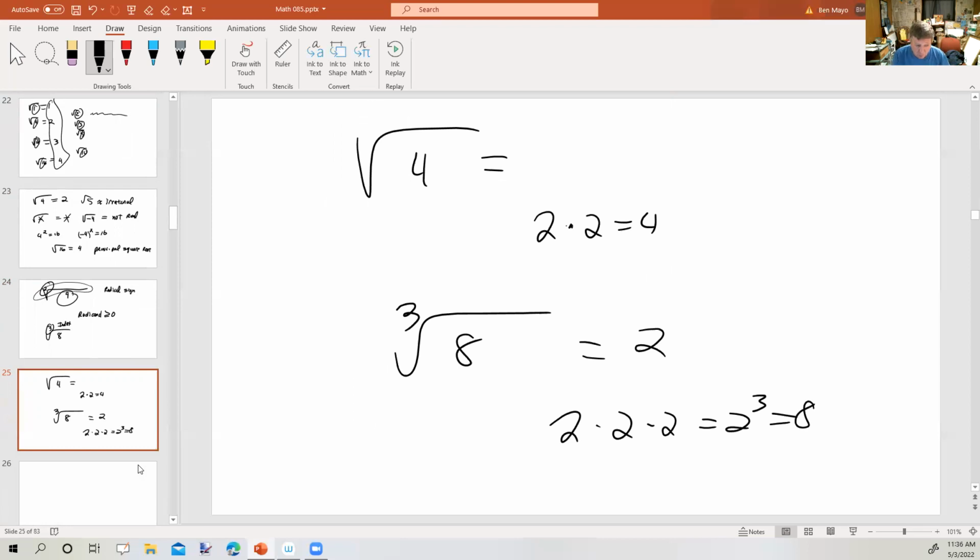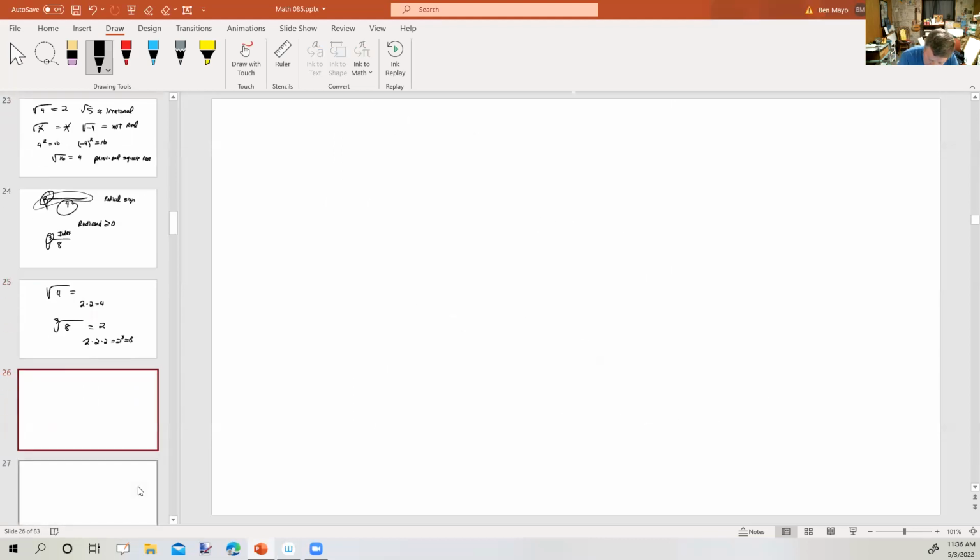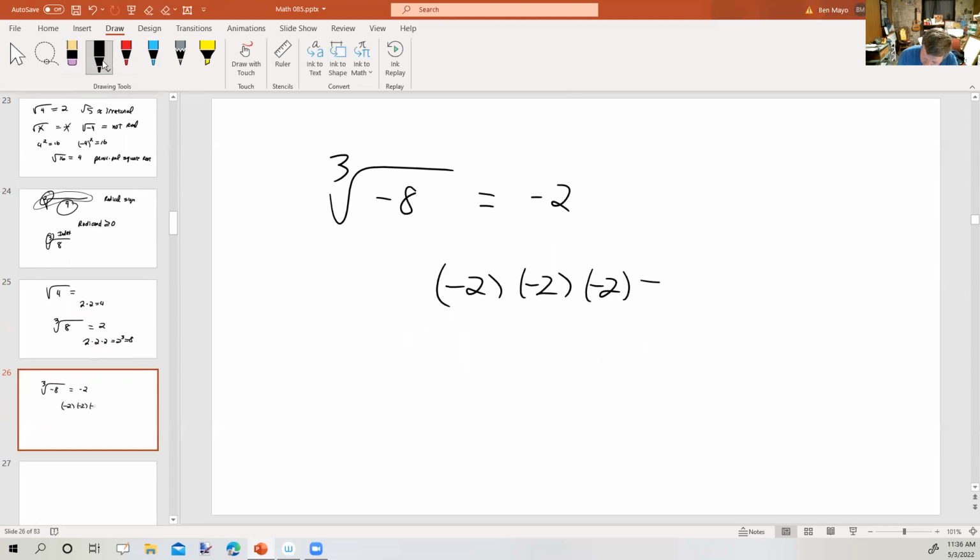Now I said that you couldn't take an even root of a negative number. However, you can take an odd root of a negative number. That would be -2 because -2 times -2 times -2, or -2, the quantity cubed, is -8. All right, so again, you can't take an even root of a negative number, but you can take an odd root of a negative number.